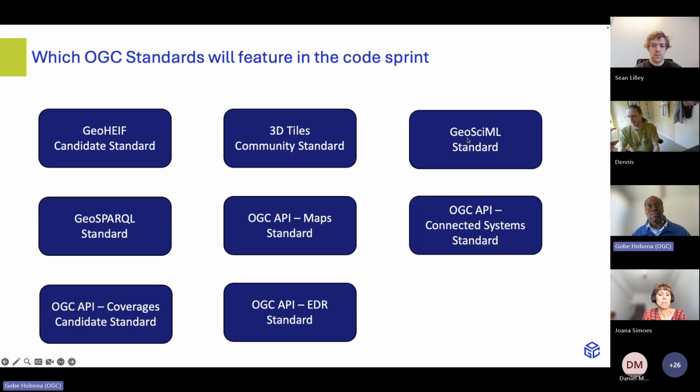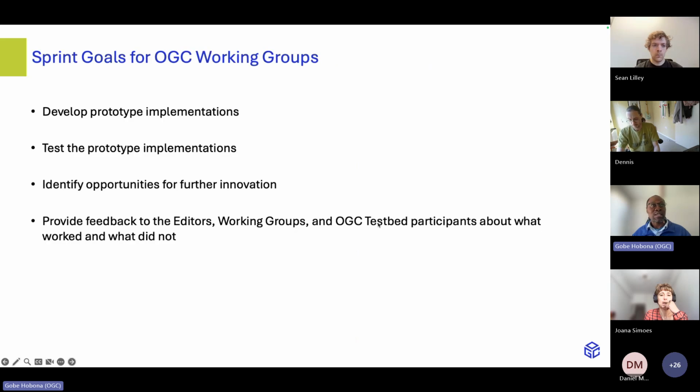You'll hear more about that later on. And then GeoSciML, you've just heard from the message from Mark regarding the work that the Code Sprint is going to do with regard to GeoSciML. And then GeoSPARQL, so if you're into RDF, or if you're into linked data, that will be relevant. And then we've got a number of OGC API standards that will feature in the code sprint.